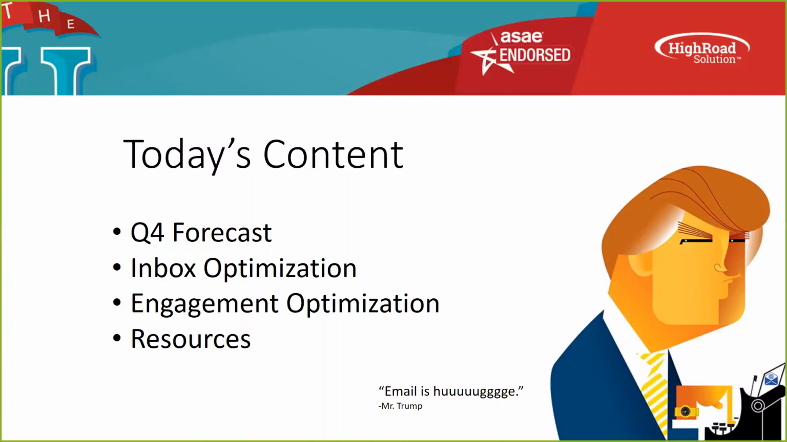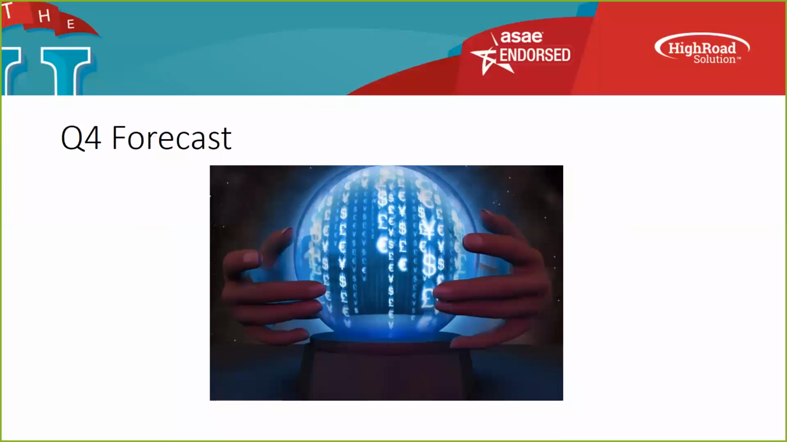So today we're going to go through the Q4 forecast and inbox optimization, engagement optimization, and go over some resources. So, drum roll, Q4 forecast. What is going to happen in Q4 that is so dramatically different than any other Q4 for association email marketers and association marketers in general that happen to be also tasked with sending out the email communications or other messages?